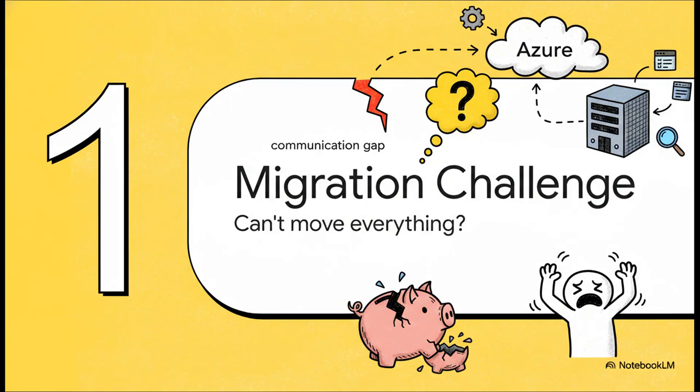And this right here, this is the core challenge. A big bang migration where everything moves at once almost never happens in the real world. You almost always end up in this hybrid state for a while. Some stuff's in Azure, some still on-prem. And that creates this communication gap that can literally stop your whole migration cold.